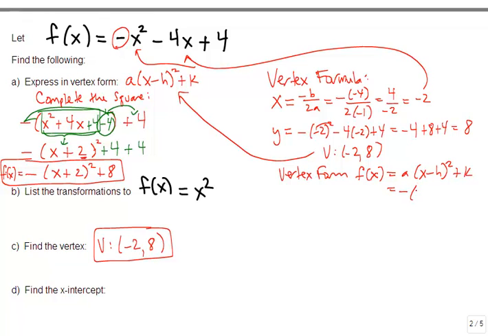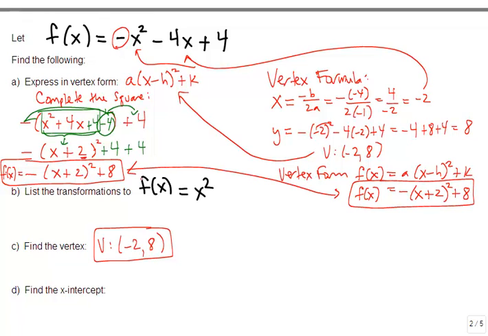And then, remember, we want opposite signs for h. So if my vertex is supposed to be at negative 2, then I need to be seeing an x plus 2 in that parentheses squared. And the k should be the same sign. So if I want a y value of 8, then I need to see a plus 8 on the end. And you can see that that's exactly the same answer that we got from completing the square. So you can do it either way.